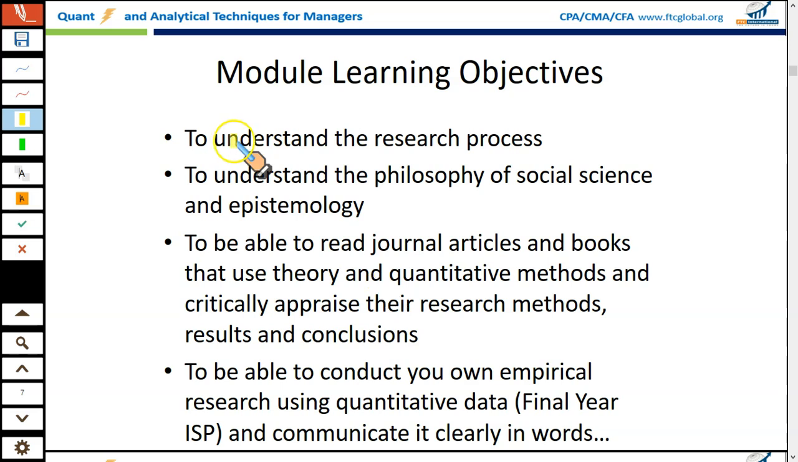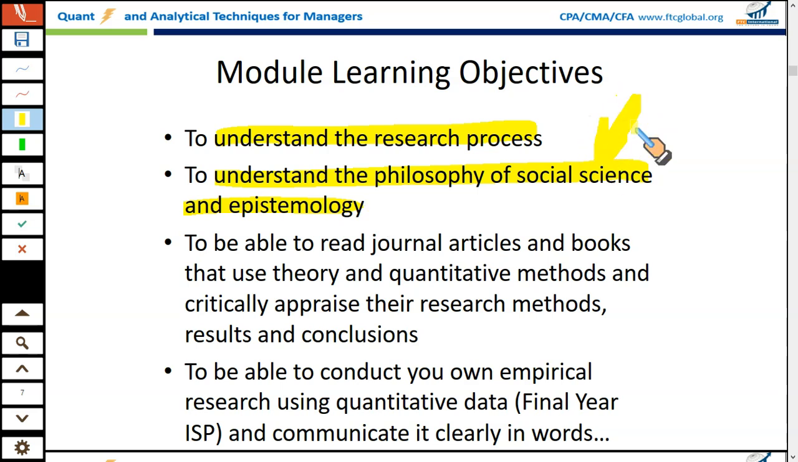Okay, here we go. We have learning objectives: to understand the research process. For what? So that we can learn how to do research from start till the end. To understand the philosophy of social science and epistemology. What are these new words you may not have heard ever?